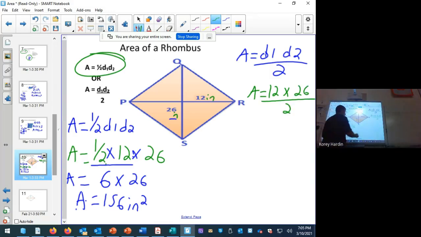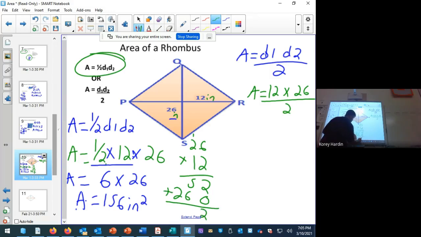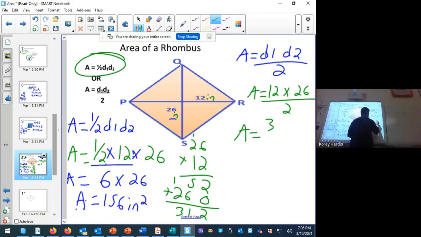All right, so the first thing we'll figure out now is 12 times 26. 2 times 6 is 12. Carry the 1. 2 times 2 is 4. Plus 1 more is 5. Placeholder 0. 1 times 26 is 26. Add those together. I get 2, I get 11, and I get 3. So 312. All right. A equals 312 over 2.